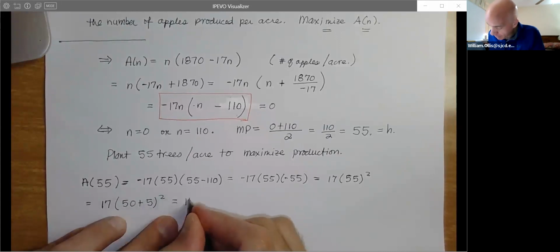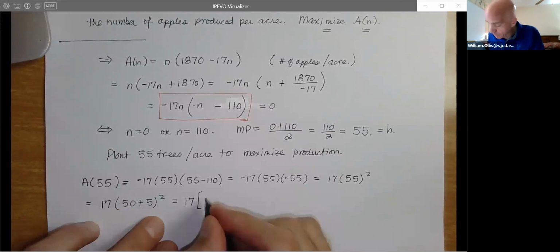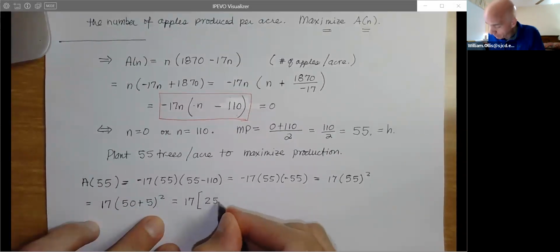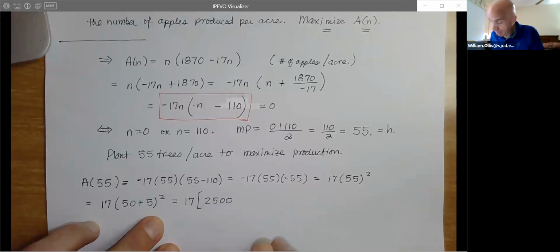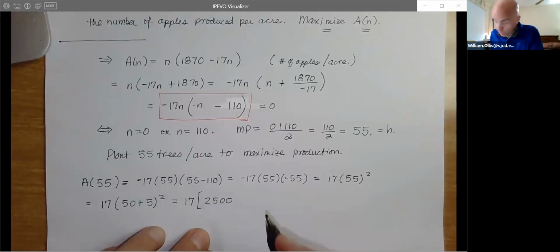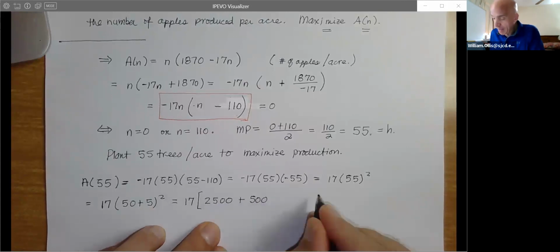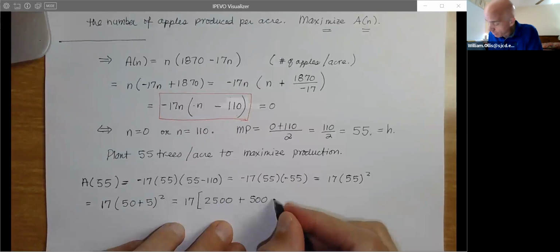So we get 17. So we square the binomial, 50 times 50, that's 2,500. And then now, of course, we say 5 times 50, that's 250, and double it. So that gives us a 500. And then, of course, 5 squared is 25.